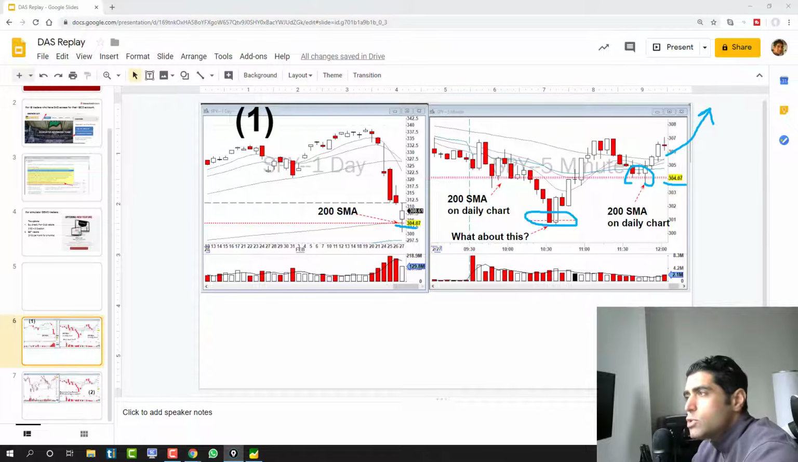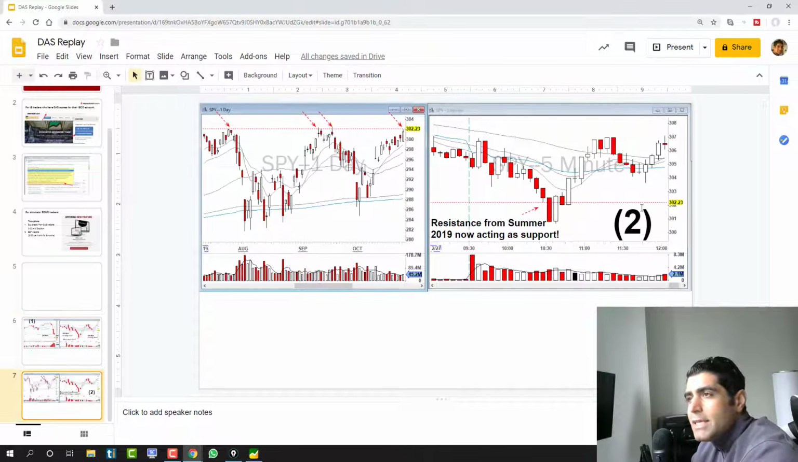So I wanted to show you these two levels and how we find them, because it's very simple, but it's very, very important. The second level, 302, is when you go back to the daily chart, back in 2019 in August, September, and October, you see that we had a couple of big bounces on the daily chart.